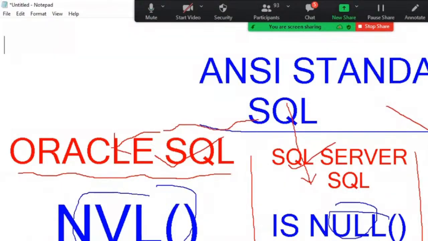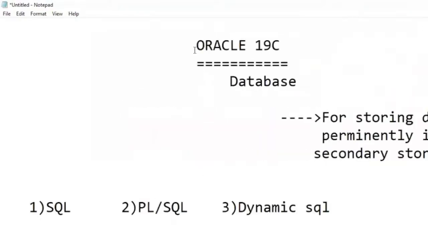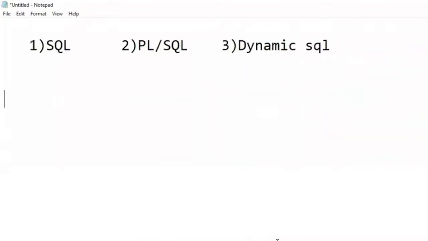And syntactically it is totally different. Here the create procedure syntax is different. Here the create procedure syntax is different. Here there are slight differences. Suppose there is a function MONTHS_BETWEEN, that is in Oracle SQL only. Can I use the same function in SQL Server? No, there is DATEDIFF, another function.